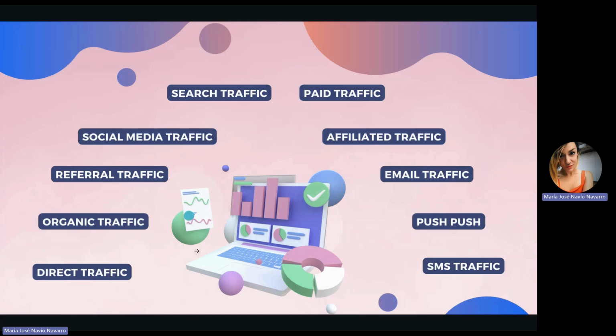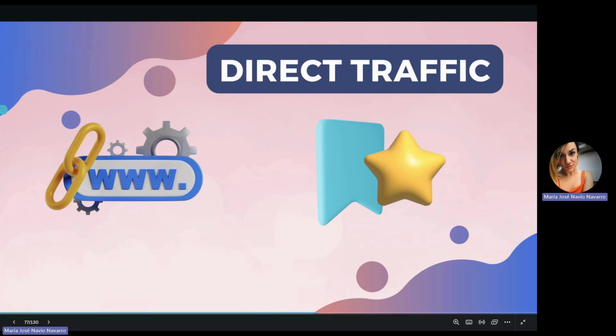We can have direct traffic, organic traffic, also paid traffic, but also social media traffic that can be organic or paid, search traffic that can be organic or paid, referral traffic, email traffic, push traffic, SMS traffic, and affiliate traffic. Let's see one by one what these types of traffic are and how we can work with them on Google Analytics 4. The first one is direct traffic.